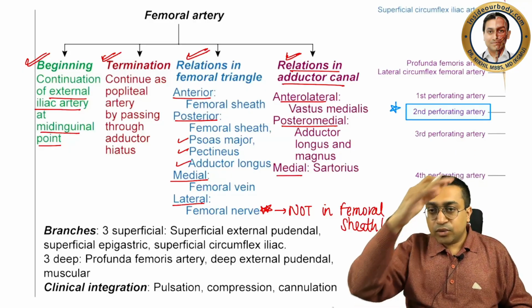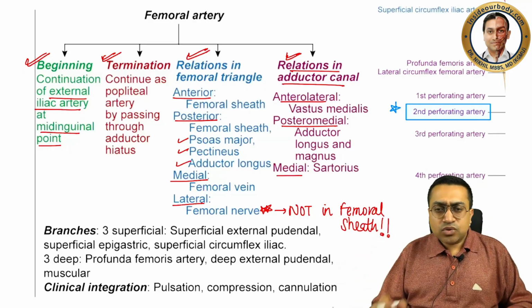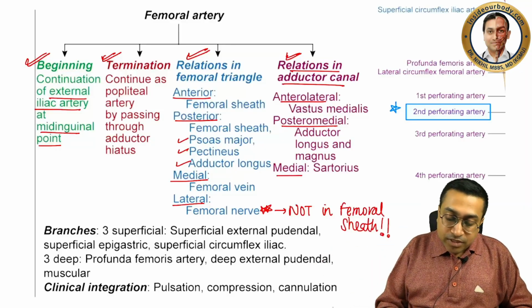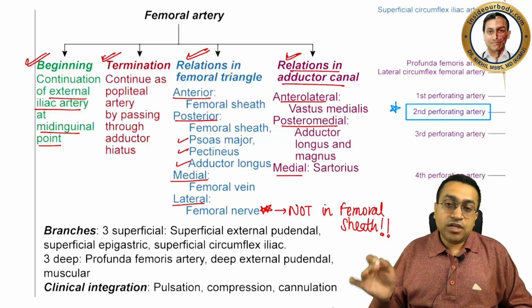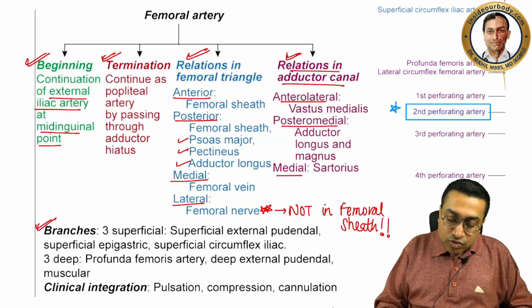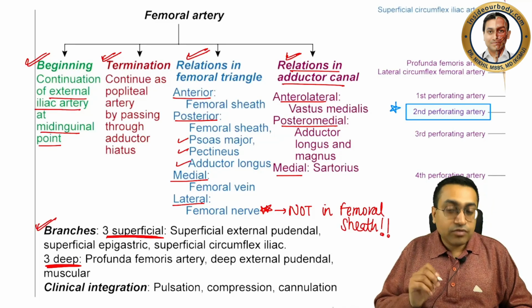You remember the sartorius muscle which was running obliquely. So even if you don't remember the relations in the adductor canal, that is okay, not a problem, but just remember the beginning, termination and relations in the femoral triangle. Then we talk about the branches. So there are 3 superficial branches and there are 3 deep branches of the femoral artery.